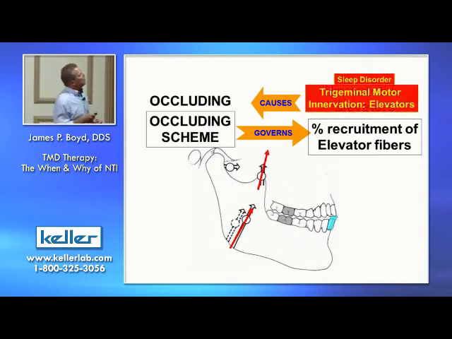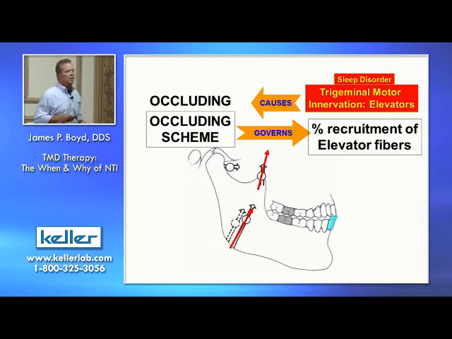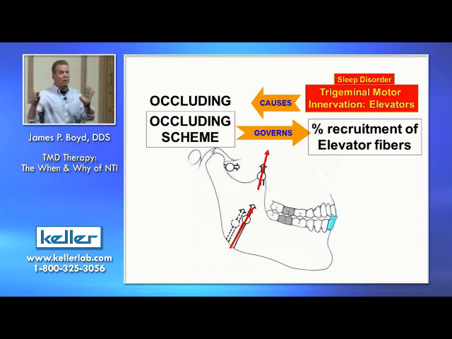A better term is trigeminal motor innervation to the elevators. I like to keep bringing back to what this trigeminal nerve is doing, because when you think about migraine and you talk in those terms to the neurologist, they think you know what you're talking about. You might not, but it sounds better.